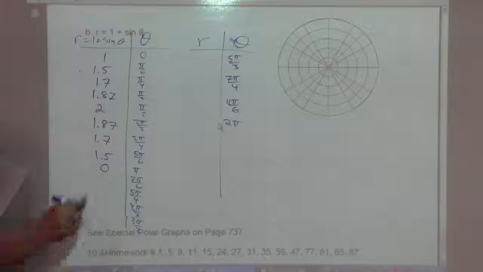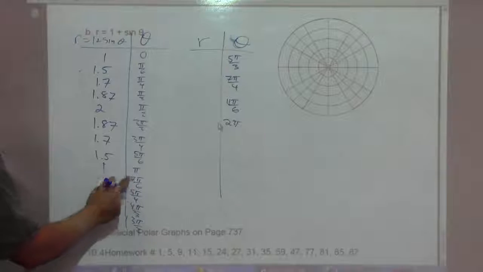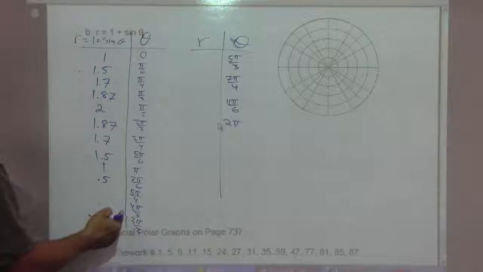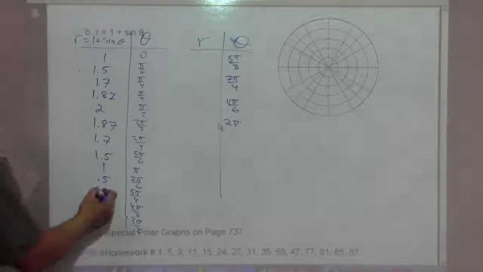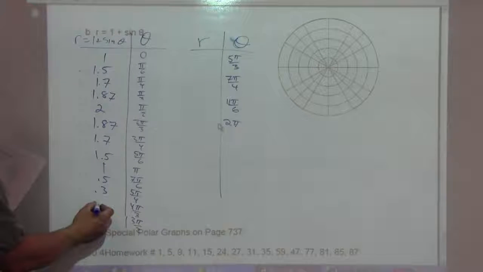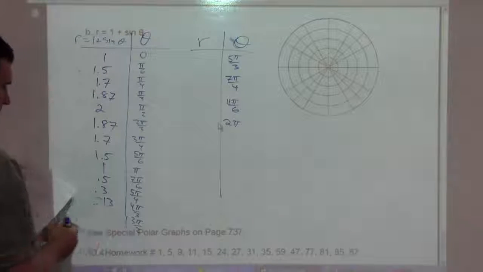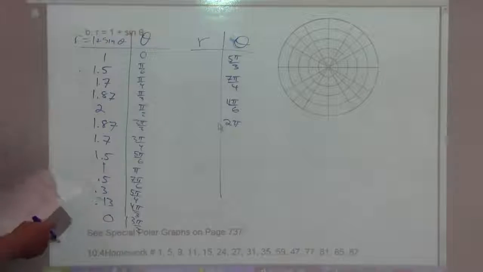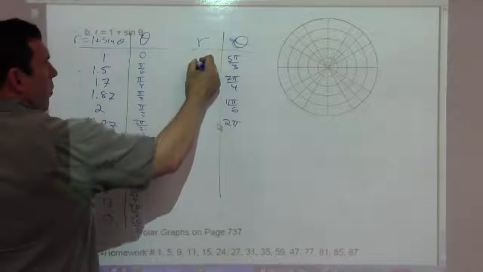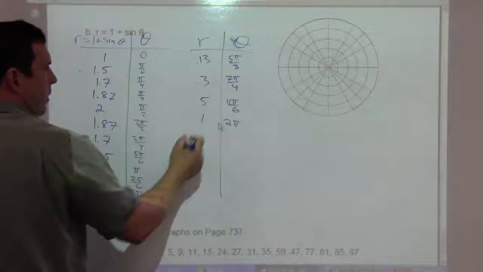Sine of pi is 0, so 1 plus 0 is 1. Sine of 7 pi over 6 is negative 0.5, so that's going to be just 0.5, because 1 plus negative 0.5 is 0.5. 5 pi over 4, negative 0.7071, so we'll call that 0.3. 4 pi over 3, 0.8660, so we'll call that 0.13, excuse me. 3 pi over 2 is negative 1, we'll call that one 0. 5 pi over 3 is negative 0.8660, going to call that 0.13, call this 0.3, call this 0.5, and call this 1.